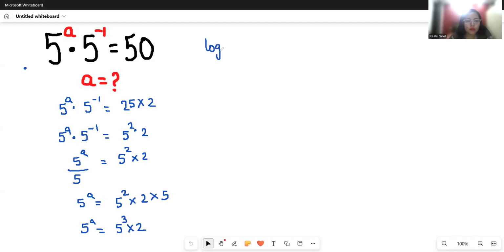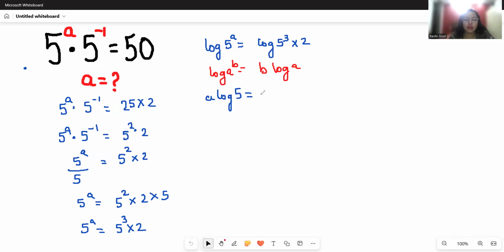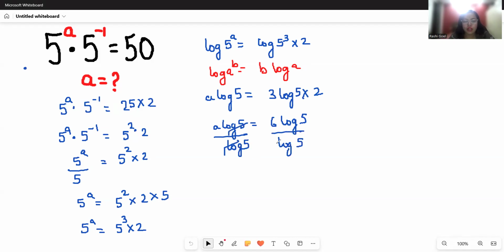Now if I take log on both sides, log 5^a equals log of 5 cubed times 2. Now as per the log rule, log a^b, we can write it as b log a. And so it becomes a log 5 equals 3 log 5 times 2. So a log 5 equals 6 log 5. Now if I divide both sides by log 5, this will cancel out. So a equals 6.